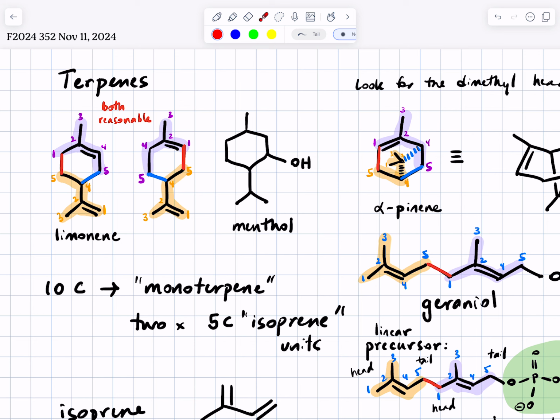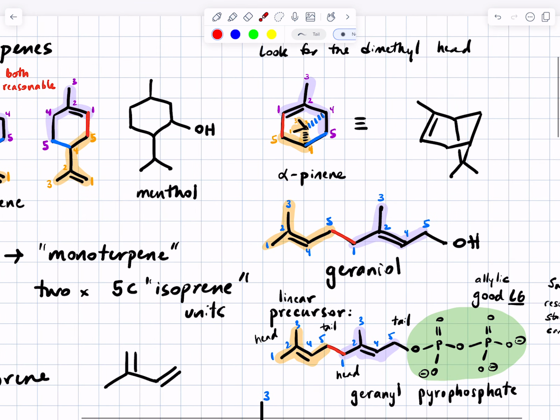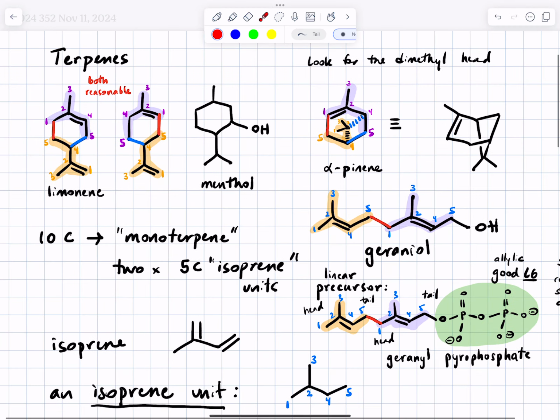Yeah? Listen, I'm just curious. I'm trying to figure out how geraniol, whatever you pronounce it, converts into menthol. So it's geranyl pyrophosphate that converts into menthol.